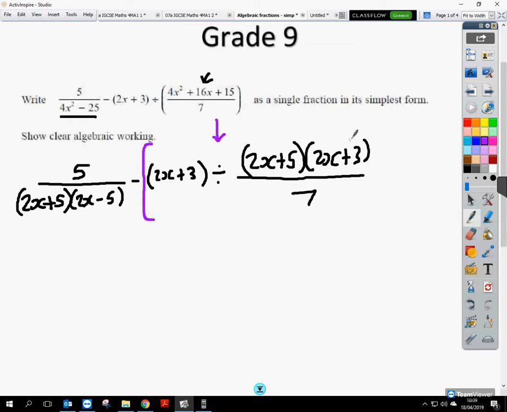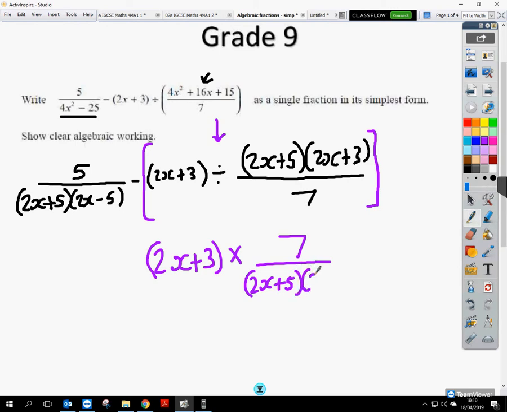So you've got to imagine there's like a square bracket here, and we're just going to focus on the division part. When you divide by a fraction, it's the same as multiplying by the fraction upside down, the reciprocal of the fraction. So we're going to rewrite this as 2x plus 3 multiplied by 7 over 2x plus 5, 2x plus 3. And as you can see here, when we're multiplying, we can cancel common factors from the top and the bottom. So 2x plus 3 cancels very nicely with 2x plus 3, and you're left with 7 over 2x plus 5.